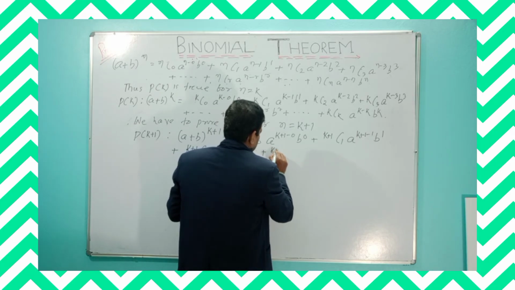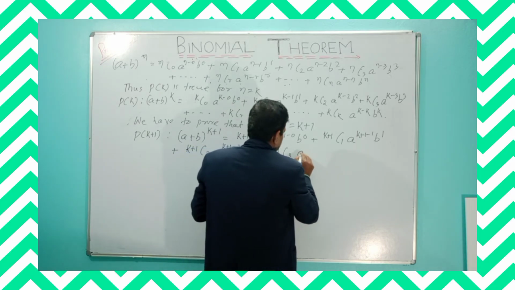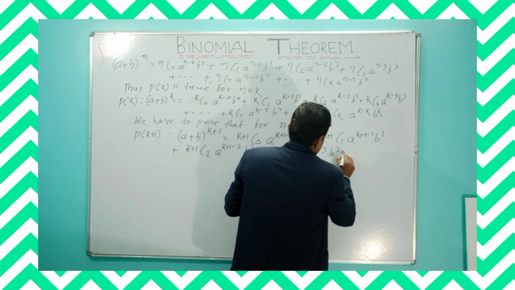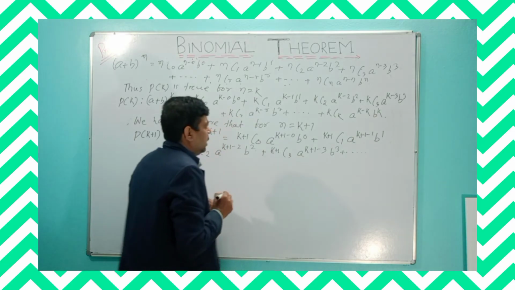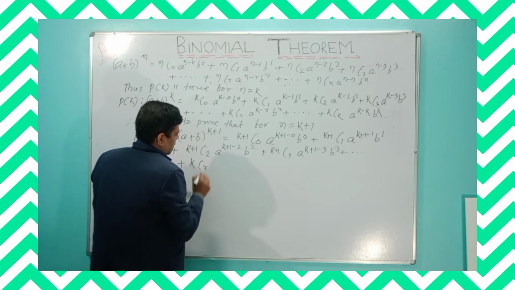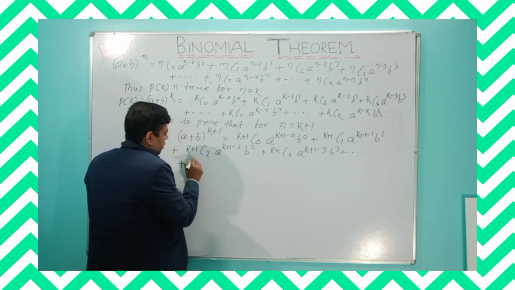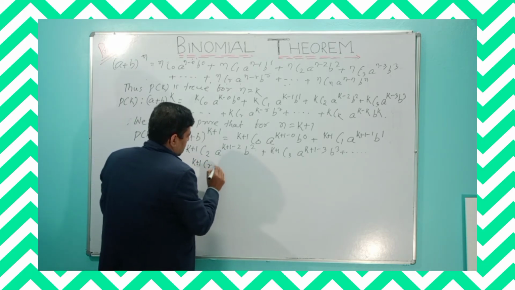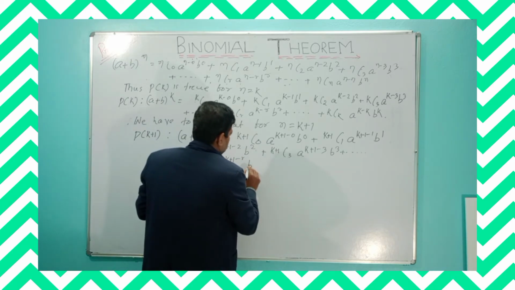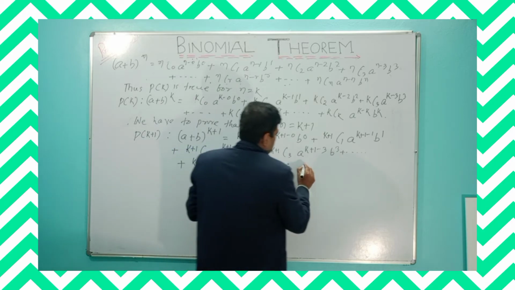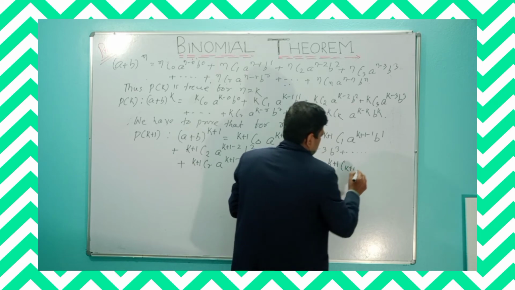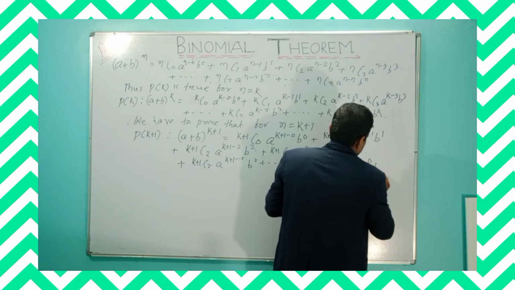Plus k plus 1 C3, a to the power k plus 1 minus 3, b to the power 3. In the same process, it will be k plus 1 Cr, a to the power k plus 1 minus r and b to the power r. In the same manner, it will be k plus 1 C k plus 1, a to the power 0 and b to the power k plus 1.